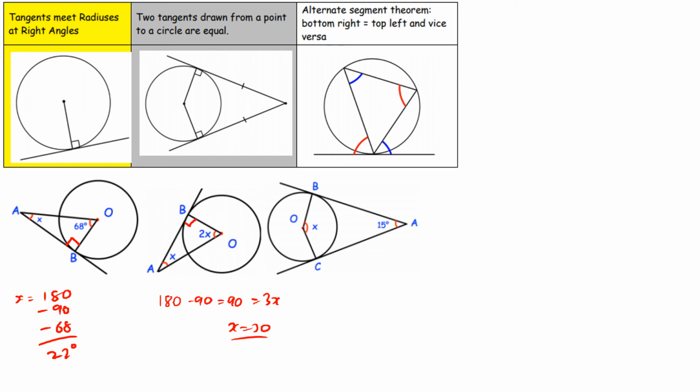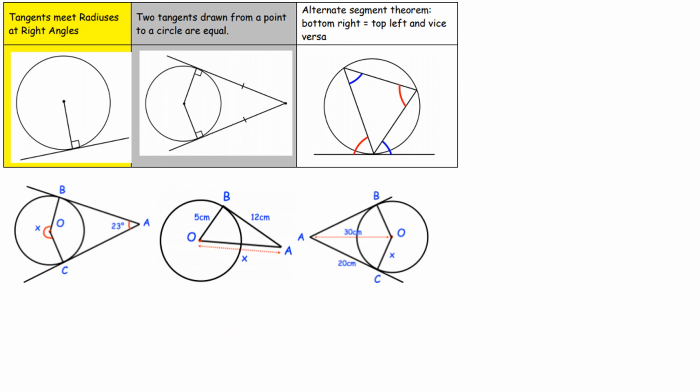And lastly, for this x here, we know tangent and radius meet at right angles, and then x is part of a kite, it's part of a quadrilateral. Quadrilaterals add up to 360. So if we take away the three angles that we know, we'll get the one that we don't, which is x, which is 165 degrees.